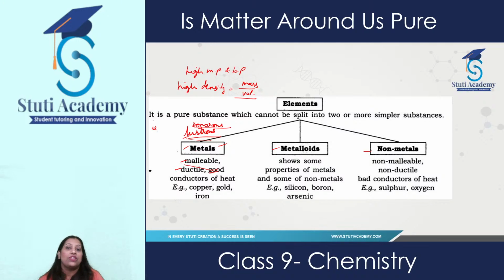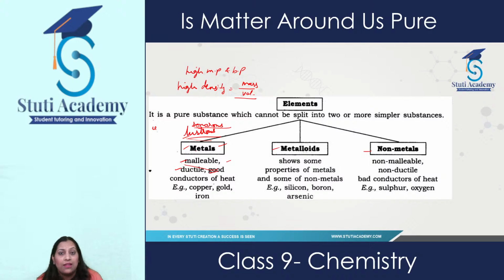Then next is non-metals. These non-metals are entirely opposite to those of metals. Examples of non-metals are sulfur, oxygen, fluorine, chlorine. If we talk about physical properties of non-metals, they are entirely opposite to those of metals. Let's see how they are different from metals. Here we are saying metals are malleable, but non-metals are non-malleable. We cannot convert them into thin sheets. They don't have this tendency.